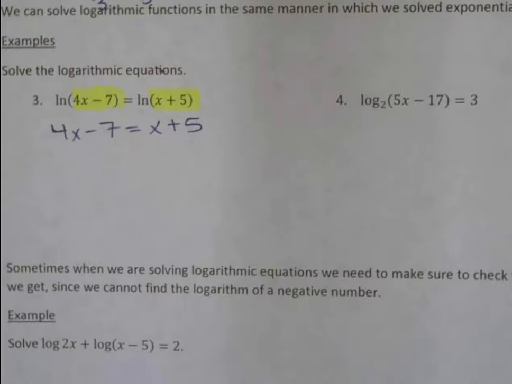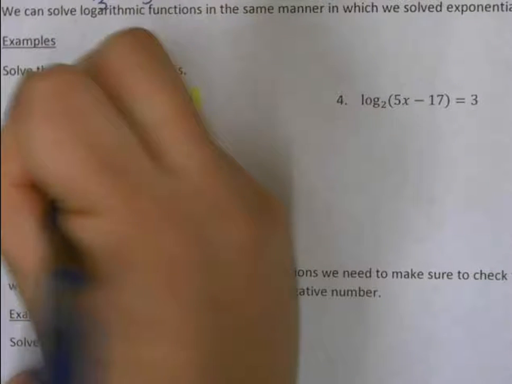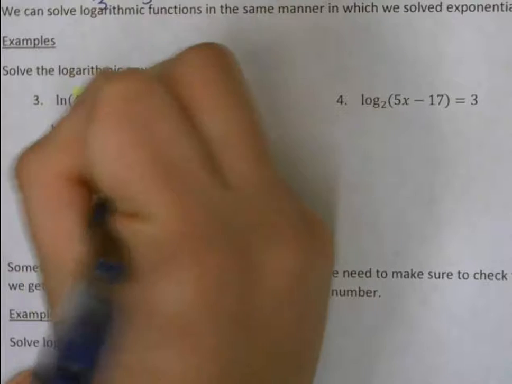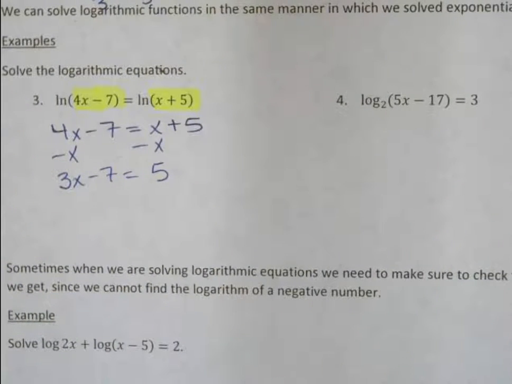Okay. So, how do I solve this one now? Minus what? Yeah. So I get 3x minus 7 equals 5. Then what's the next step, Amanda? I don't know.